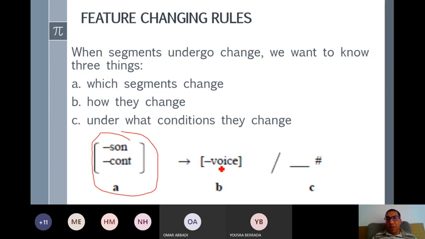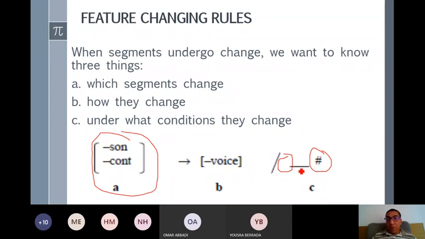In B, we have a feature minus voice that changes. And in C, we have the specification of the context. Most of the time, we refer to the right hand context and left hand context. And the underscore refers to the target or the focus of the change. What is the segment that changes is here. In this rule, the word final position, that is the right hand context, is the one that determines this change.